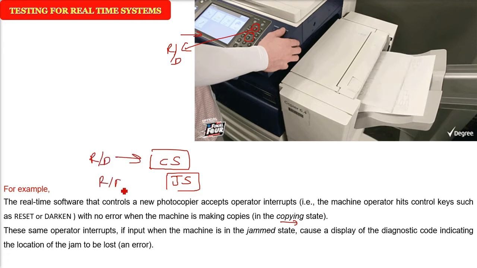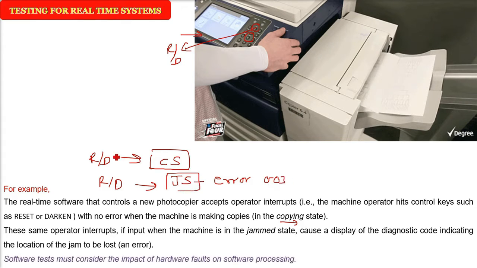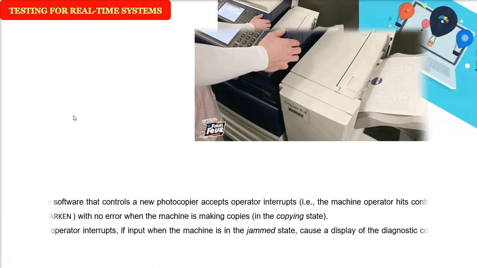So in the copying state, things can go fine. But what about the jam state? There can be some code like error 003. I'm taking just an example. So software testing must consider the impact of these hardware faults on the software processing, because a real-time system is a combination of hardware and software. So if some hardware failure is there, you have to consider that also.